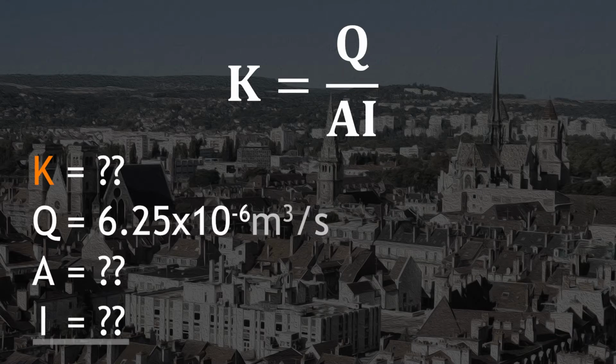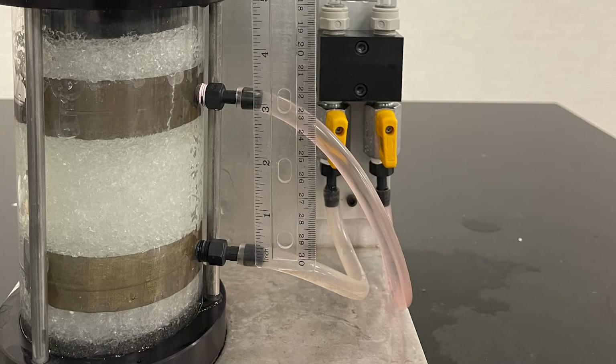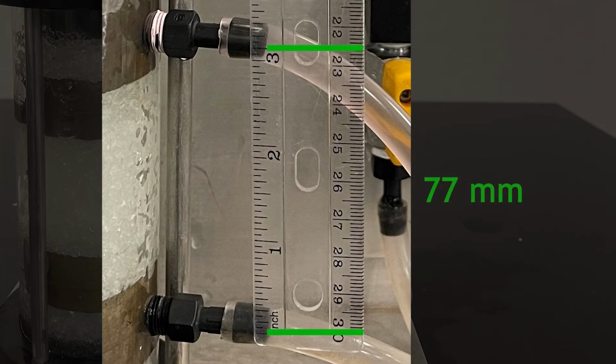The second piece of data we need from the Darcy tube is the hydraulic gradient. To acquire this, we need two pieces of information: the distance between the two manometer outputs and the difference between the hydraulic heads. The distance between the two outputs is a simple matter of measuring, which, as you can see, is a distance of about 3 inches, or, more scientifically, 77 millimeters.